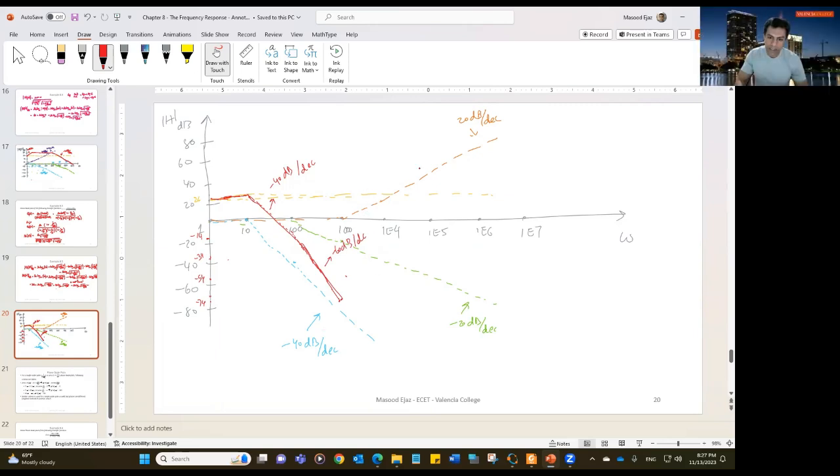Exactly. So this is increasing by positive 20. This is decreasing by negative 20. These two cancel each other. So the only thing that will be left is negative 40. Then it's going to start decreasing by negative 40 again. So the slope of this line basically will be not as steep as negative 60.